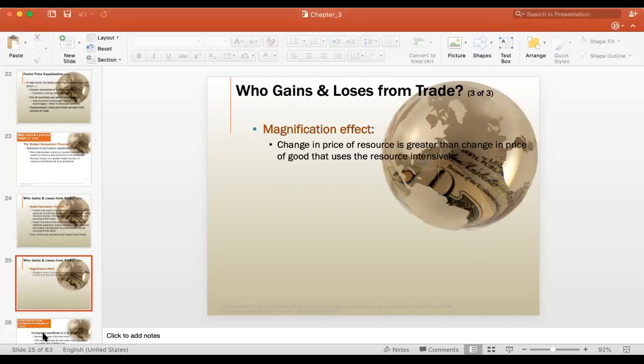Wait, he said that the price of labor goes down 5%, and I didn't catch what he said after that. No, the price of labor will go down by more than 5%. Let's say if the price of textiles goes down by 5, then the price of labor will go down by more than 5. Okay, thank you. You're welcome.